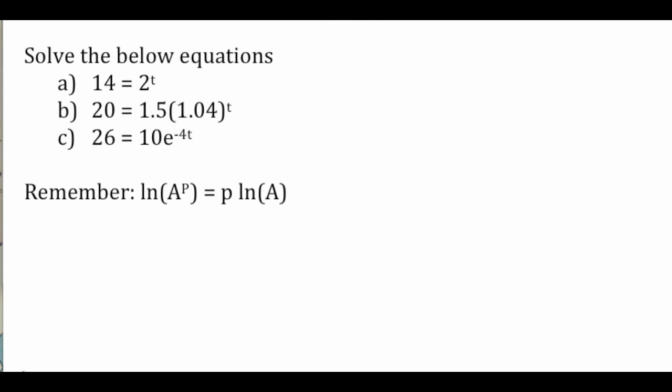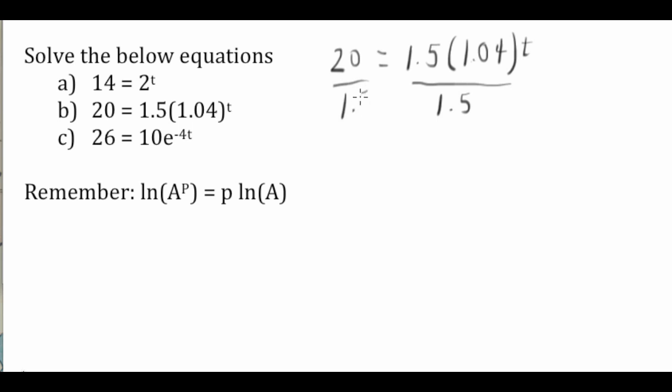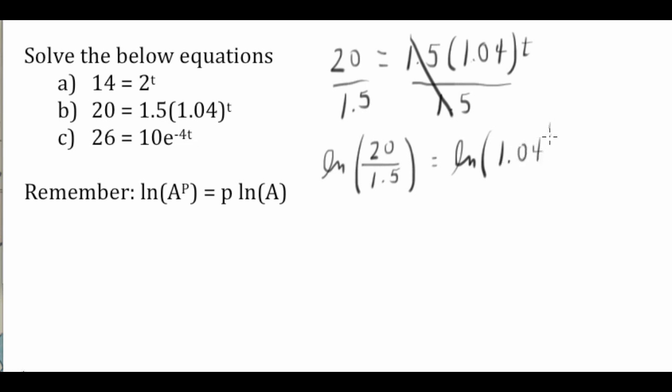So what I want is 20. Well, actually, let's write out the equation, 1.5, so we can show the steps, times 1.04 to the t, and we want to divide both sides by 1.5. So those cancel. Now we're going to take the natural log of both sides. Natural log of 20 divided by 1.5 equals the natural log of 1.04 to the t-th power.